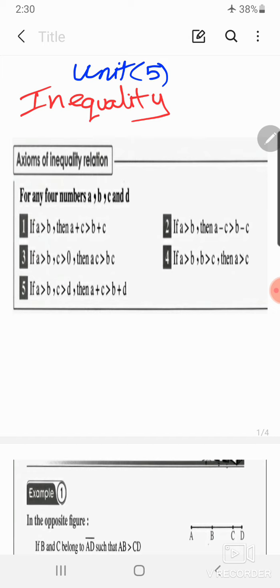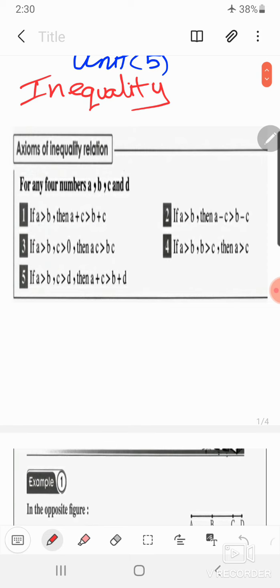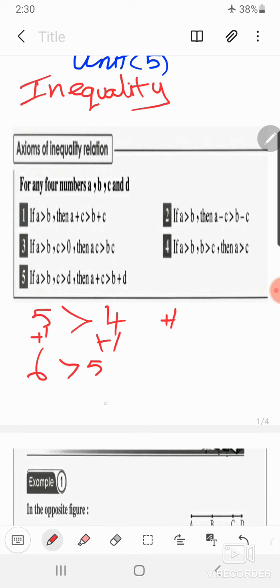First of all, here you have some axioms of inequality. If A is greater than B, so if I put plus C in both sides, then A plus C is greater than B plus C. An example: 5 is greater than 4. If I put C, which is any number like plus 1 in both sides, so 5 plus 1, which is 6, is greater than 4 plus 1, which is 5. So 6 is greater than 5.